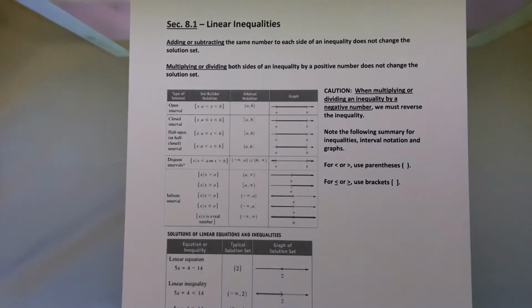Multiplying or dividing by a positive number doesn't change the direction of the inequality, but multiplying or dividing by a negative number does reverse the direction of the inequality. Now, one thing to note, for less than or greater than, when you're using your solution set interval notation, use parentheses. Less than or equal to or greater than or equal to uses brackets. So let's remind ourselves how this works.